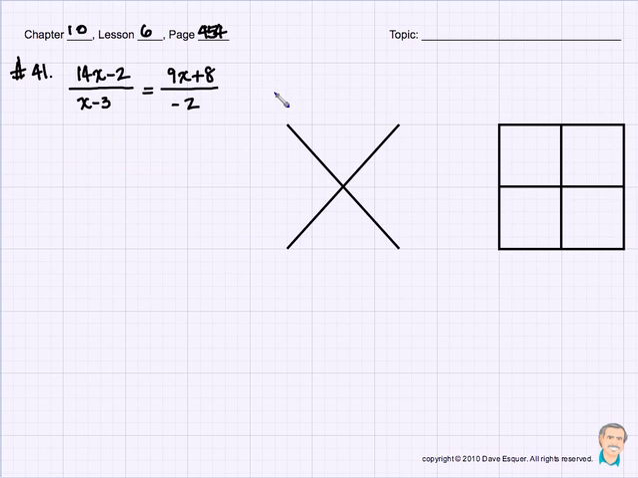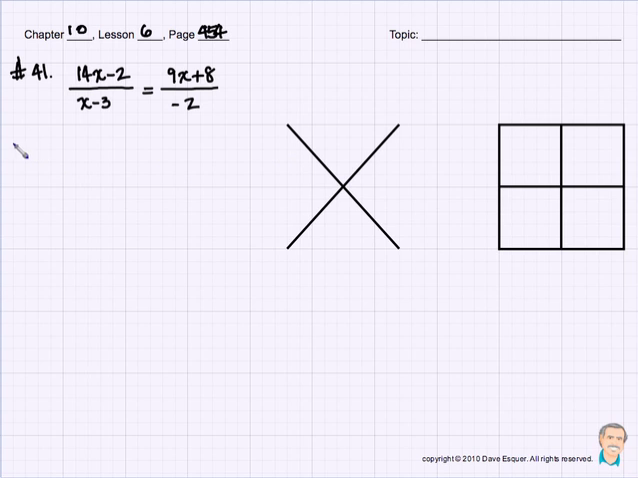Oh my god, this looks ugly just as it is. 14x minus 2 in the numerator divided by x minus 3 is equal to 9x plus 8 in the numerator and a negative 2 in the denominator. This turns out to be nothing more than a ratio. And with the ratios, we did crisscross applesauce, and we can do exactly the same thing, a proportion. This is a proportion, and I think with an equal sign, they call it a ratio. I use the two words interchangeably.